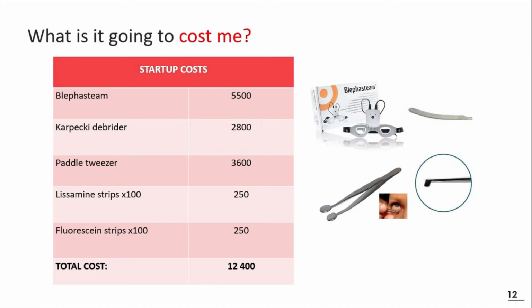Then the other two startup cost things that I've listed there is your lissamine strips and your fluorescein strips. This should be something that is part of your general practice anyway. I just included it there for sake of completion, but this actually should not be part of your startup cost because it's already part of your normal comprehensive exam. So if we look at those costs, it comes to about 12 or 13,000 if I round it off, 13,000 Rand to set up these basic treatment equipment that you would need for evaporative management.